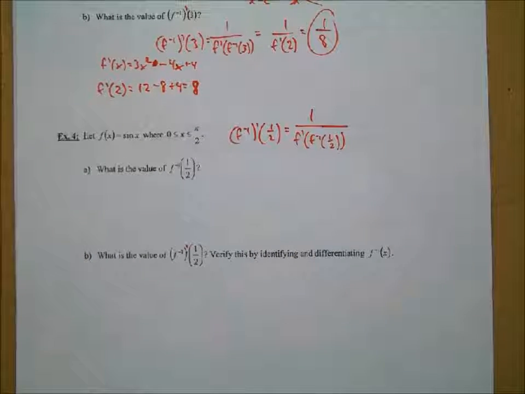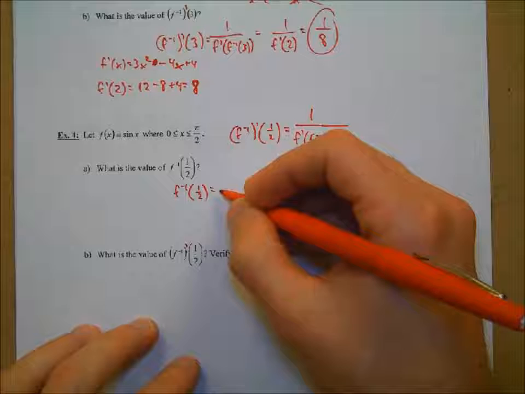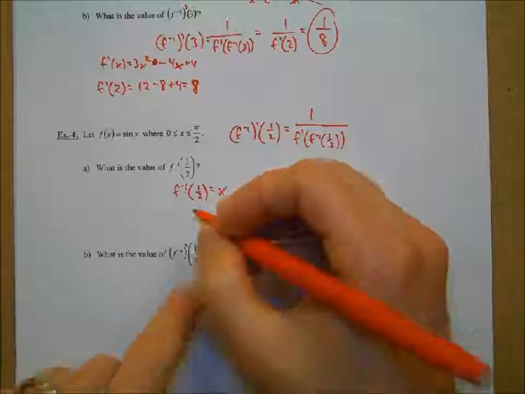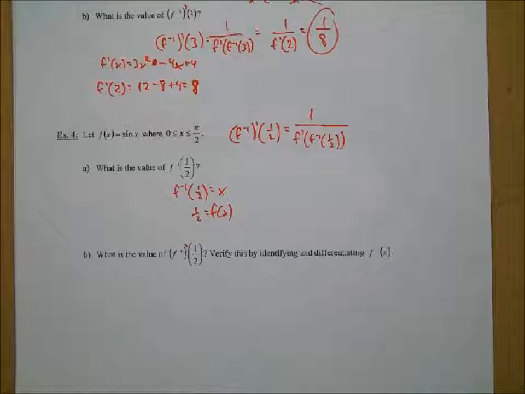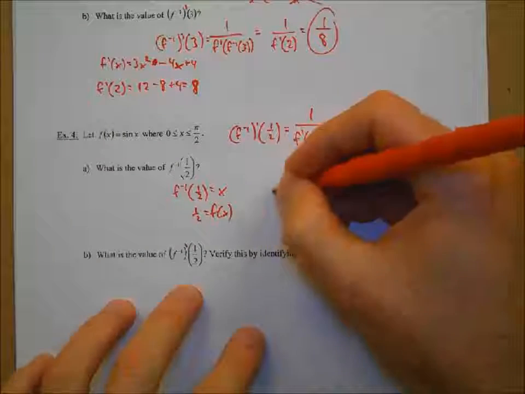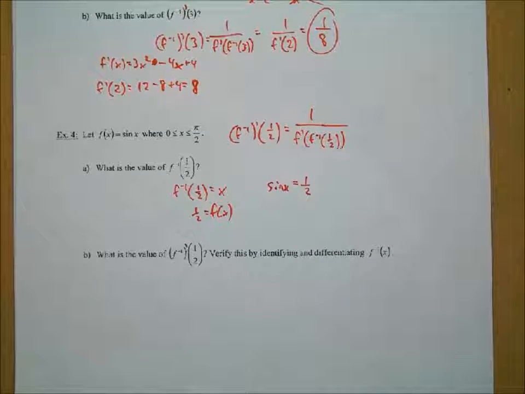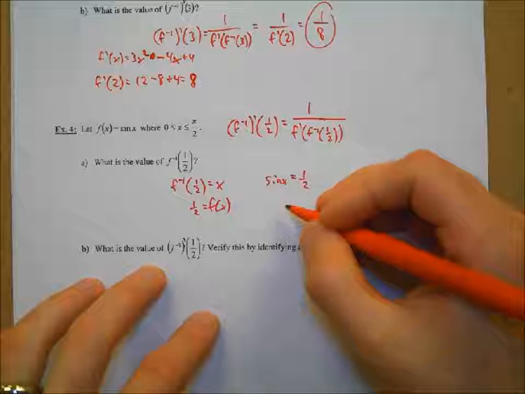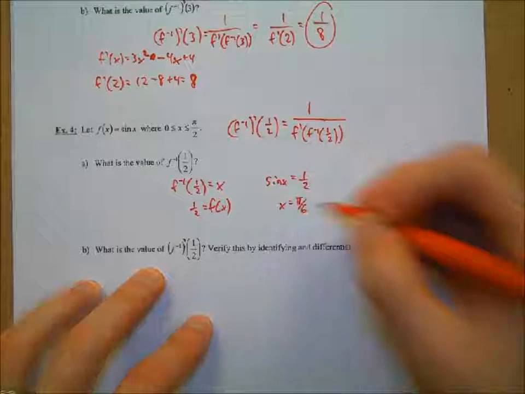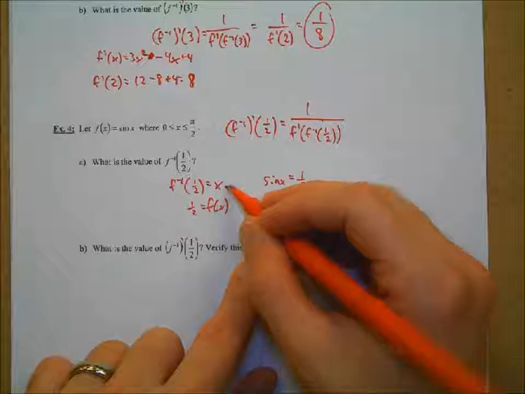So f inverse of 1/2. Well, it's going to equal some value, we'll say x. In other words, 1/2 is equal to f of x. What's our function? Sine. So, for this interval from 0 to pi over 2, so that's your first quadrant, when does sine of x equal 1/2? Pi over 6. So f inverse of 1/2 is pi over 6.